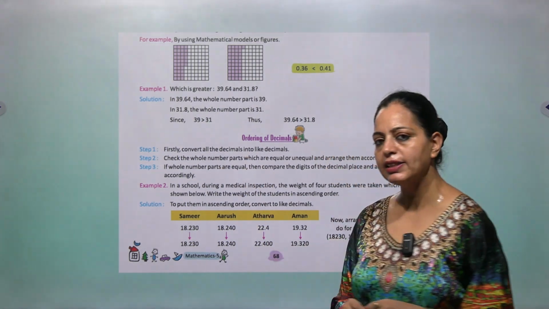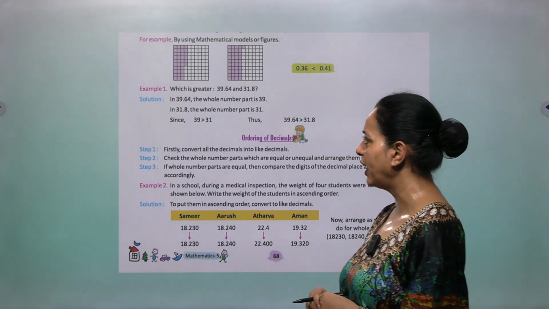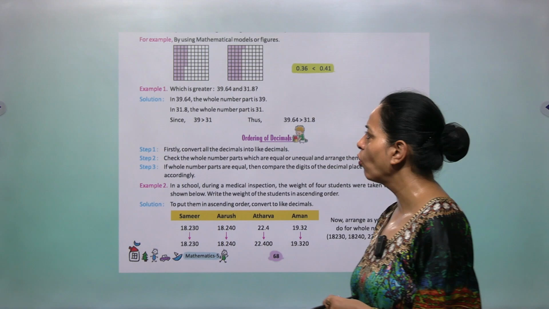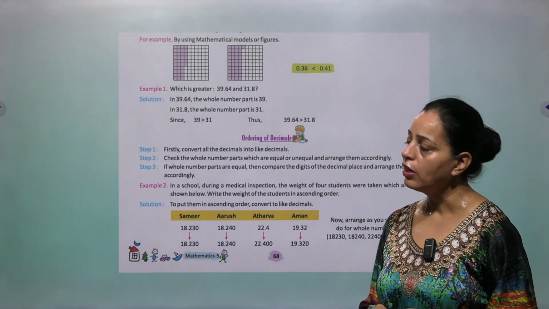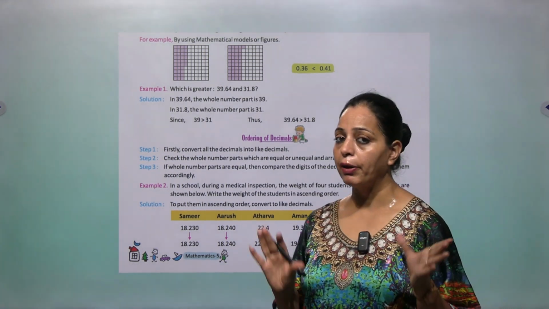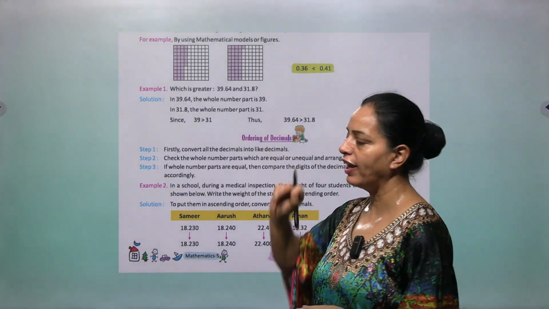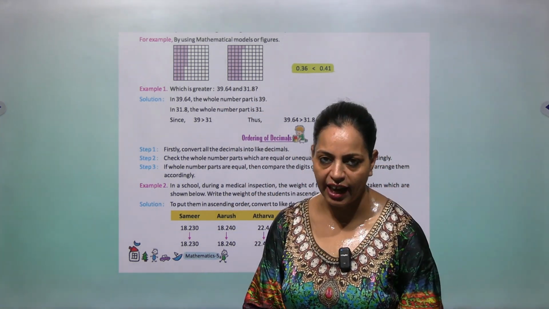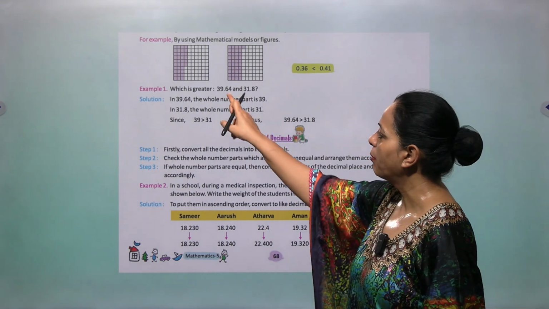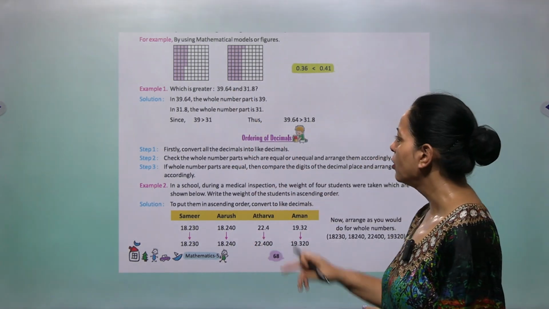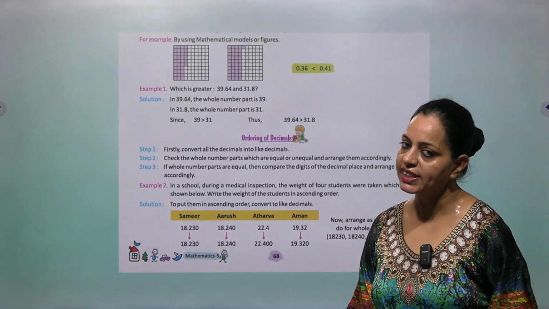Now example 1, simple two numbers given here, which is greater, 39.64 and 31.8. So I told you first you will compare the whole part. तो whole part इसमें क्या है, 39 है और इसमें 31 है. तो बड़ा कौन सा है, 39 is bigger. So automatically this number is bigger. So 39.64 is greater than 31.8.